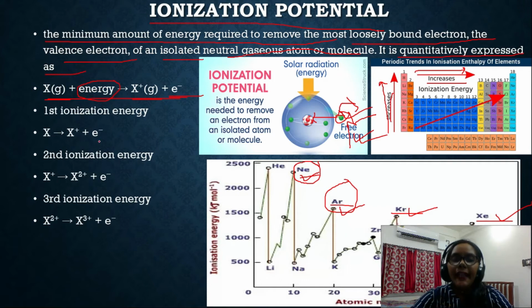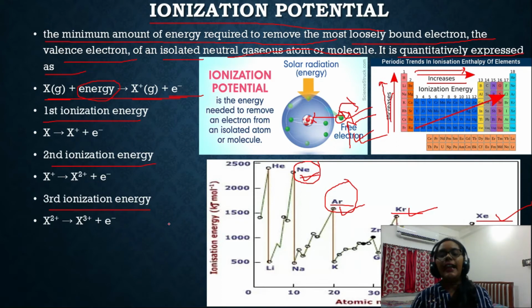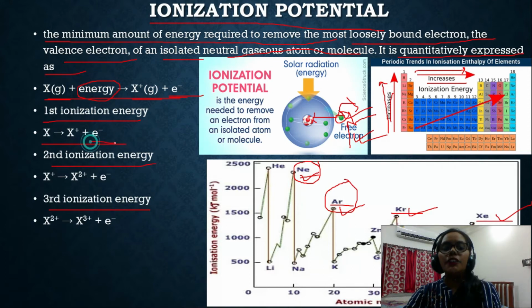Okay, now next we have first ionization energy, second ionization energy and third ionization energy. What does it mean? First ionization energy means if we want to remove one electron from the outermost orbital, whatever energy we have to give is called the first ionization energy. That means X is our element. From this X, one electron is removed, so X plus is generated and this is the electron.